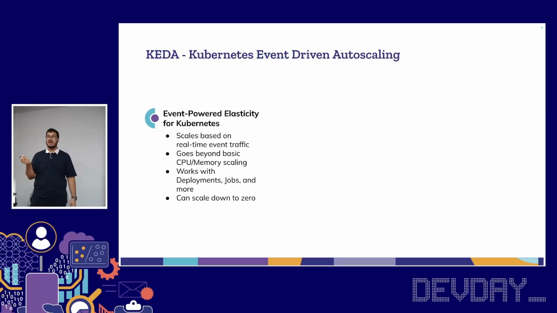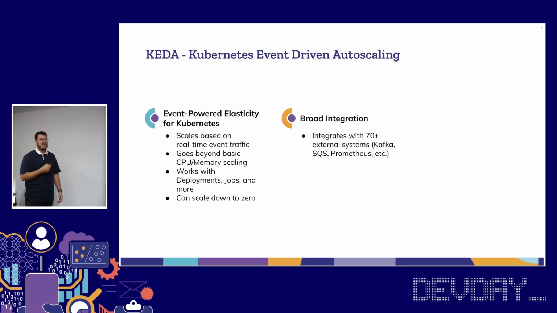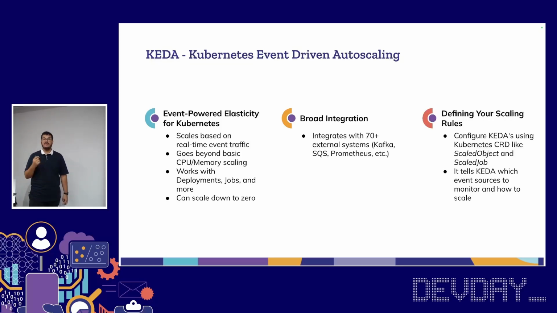Unlike HPA, it can also scale down to 0. That means you can effectively set up a serverless type environment in your Kubernetes cluster, where you would scale down to 0 normally. And when you get some traffic, when you get some event, that is when you trigger scale up. KEDA has a broad integration with 70 plus external systems. So it actually connects to your external systems such as Kafka or AWS SQS to fetch some metric and then scale based on that. And the way you use KEDA is you define your CRDs.